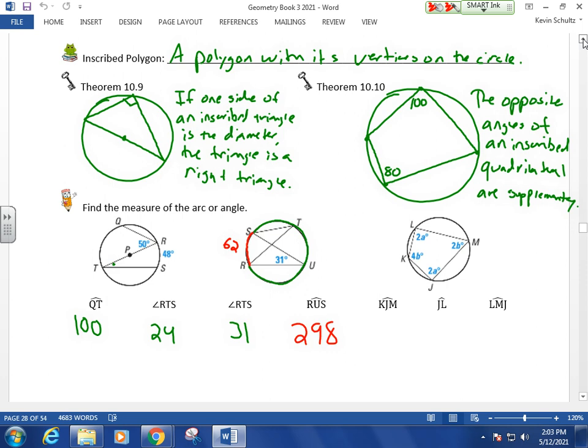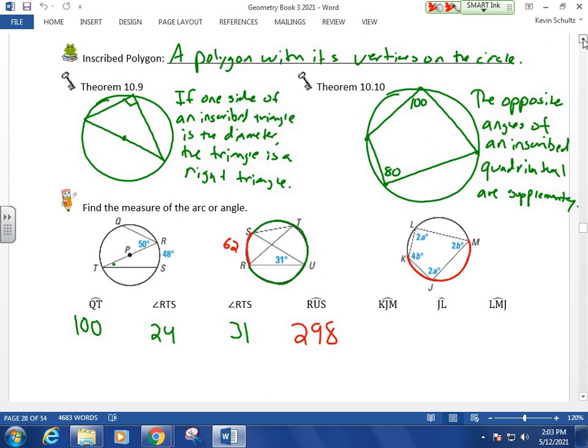I start by asking you for arc KJM, which is from point K through point J all the way over to M. With no angles given and no other arcs given, how do you tackle this one, Emily? 6b equals 180. How does that help us?